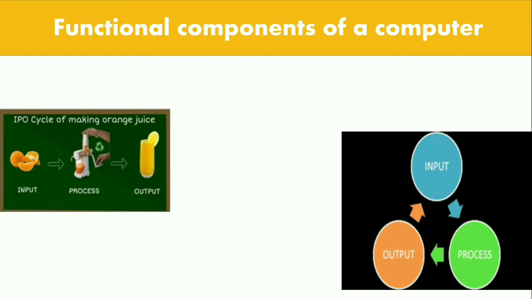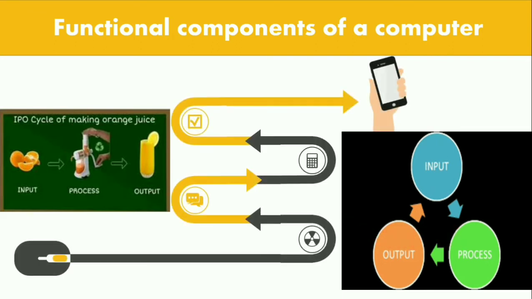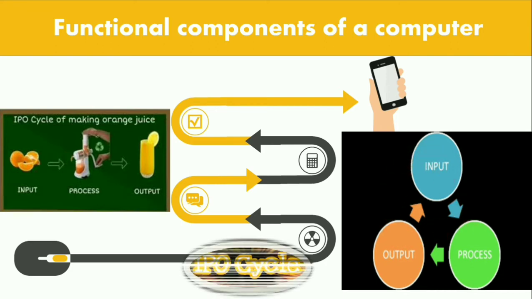Similarly we have data as the input. After the process we get output. So this process is completely a cycle. We need input, and then after the process output will be produced. Again input, process, output. So this is called the IPO cycle, that is input, process, output cycle. So this is actually called the functional components of a computer.